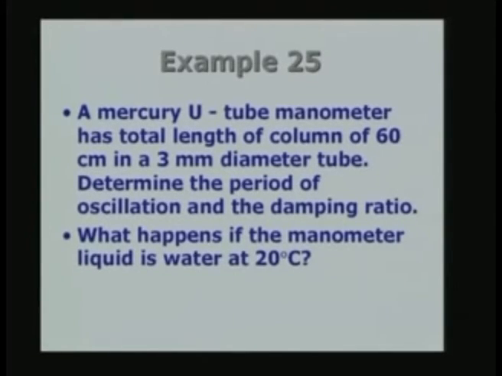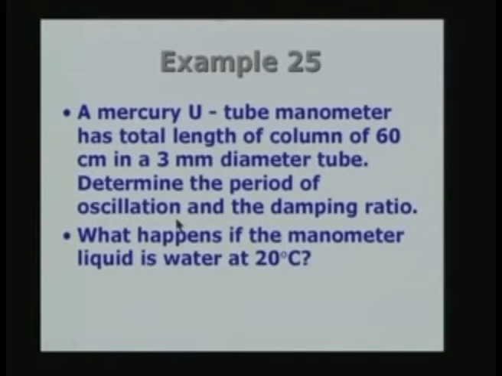So, your mercury U tube manometer has a total length of 60 centimeters as the column length, and maybe we can see if 60 centimeters is the total, roughly 60 centimeters of the tube, the liquid height gives you the idea of the maximum pressure we can measure. It will be probably a little less than this, okay. And it has a 3 millimeter diameter tube. We want to determine the period of oscillation and the damping ratio.